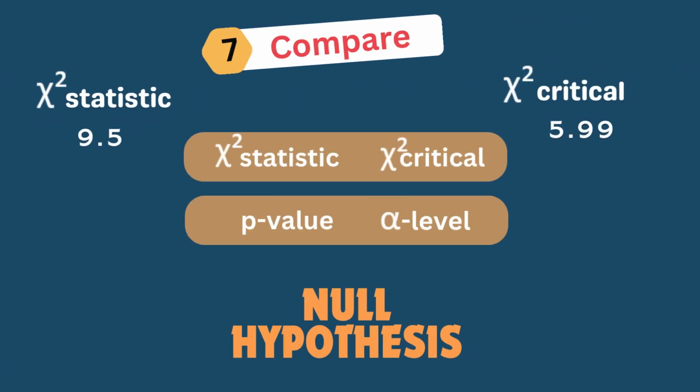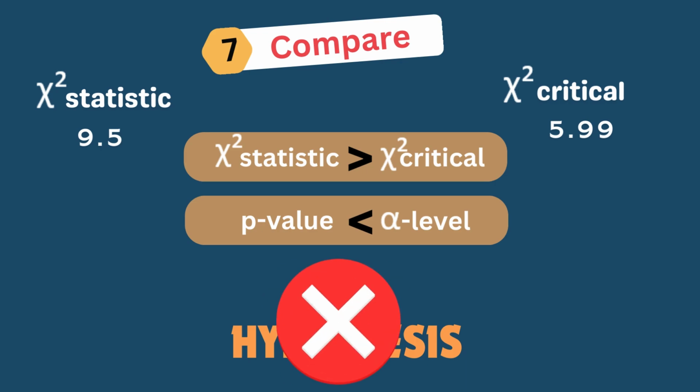Step 7. Compare chi-square statistics and chi-square critical. Here, chi-square statistics is more than chi-square critical. As we know from the previous videos, it means that the p-value is less than the alpha level and therefore we will reject the null hypothesis.